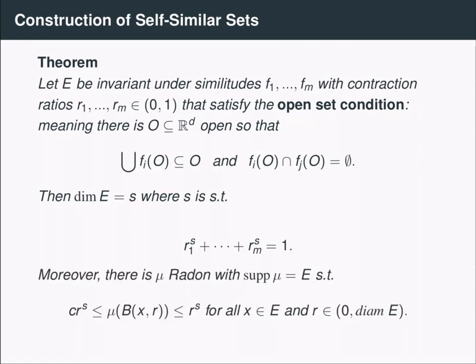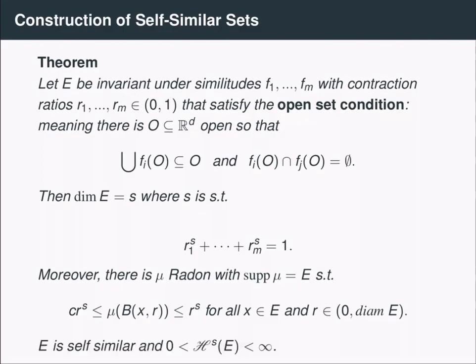Furthermore, there's a Radon measure mu whose support is equal to the set E and satisfies the following inequalities. The measure of any ball centered on the set with radius at most the diameter is comparable to the radius of the ball to the power s. So notice that this is stronger than the Frostman condition. This kind of measure is called an s-Ahlfors regular measure, named after the mathematician Lars Ahlfors, who incidentally was one of the first two people to be awarded the Fields Medal.